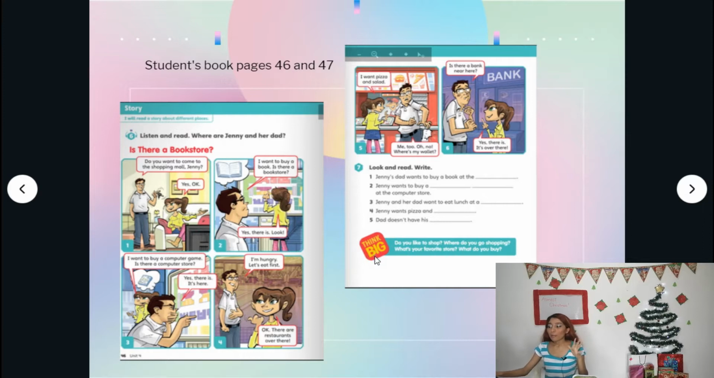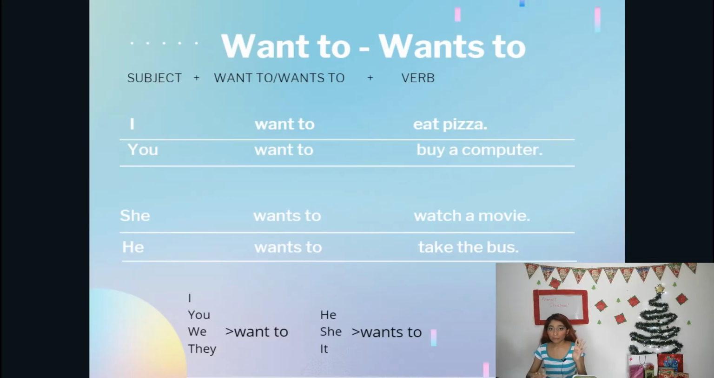So, we are going to keep practicing this vocabulary, but first of all I want you to pay attention because today we are going to start the grammar from Unit 4. This grammar is called want to or wants to. This is the verb want, okay? Querer. And to make sentences with want to or wants to, it is super important that you know the structure.